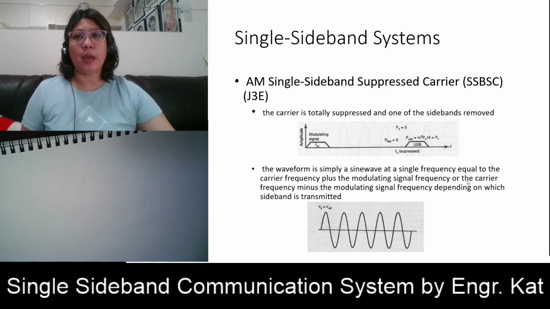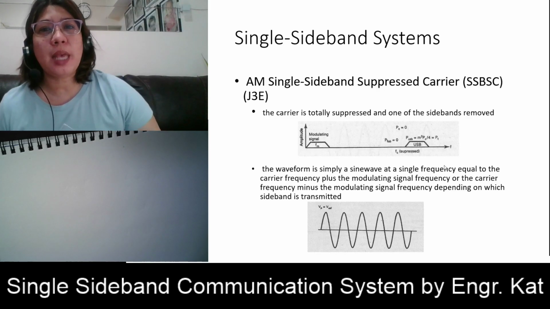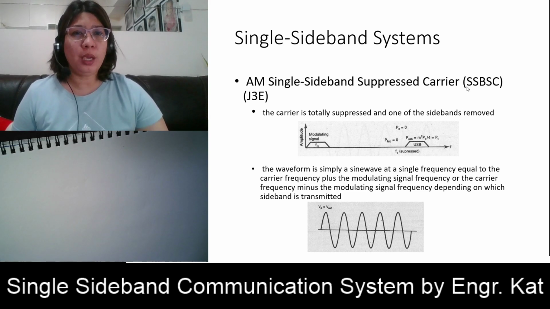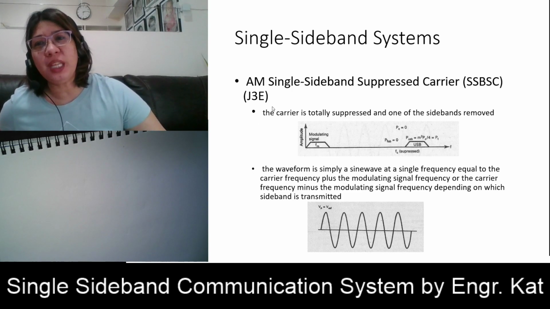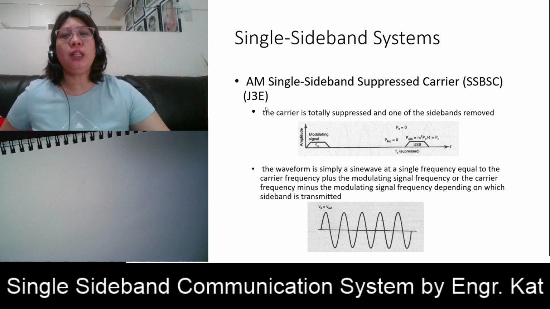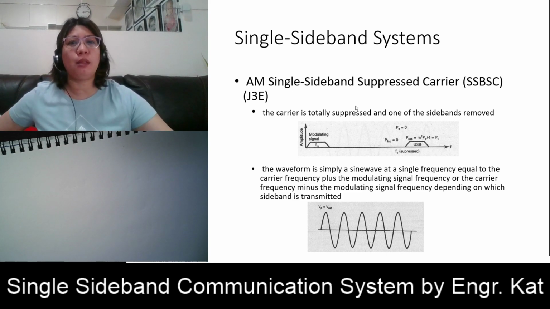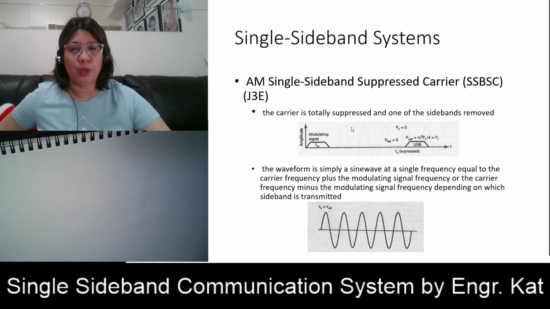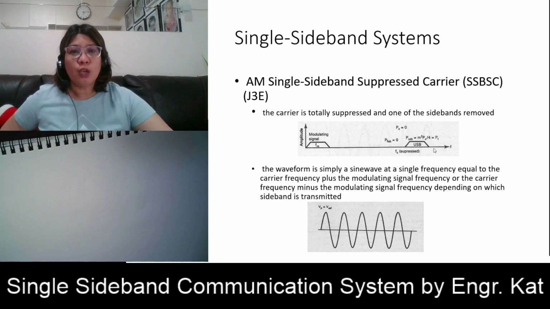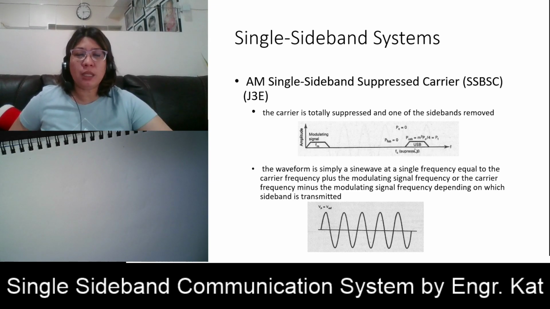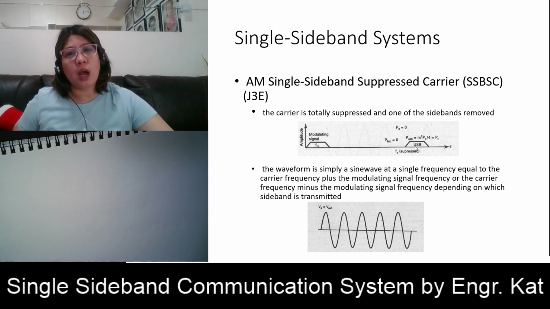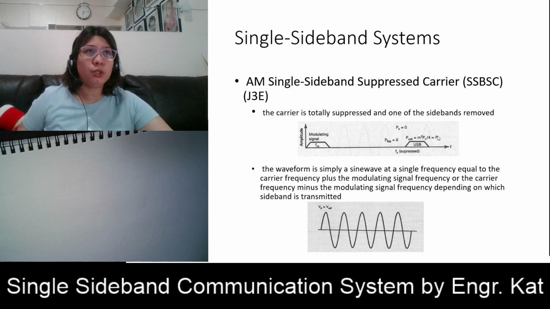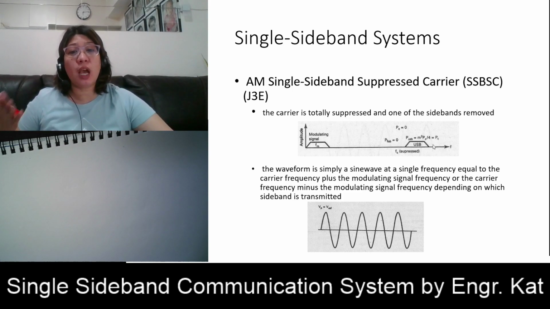Okay, so another type of AM is what we call the AM single sideband suppressed carrier. Okay, so this is SSBSC, or its radio emission is J3E. So every time you encounter J3E, it means you have a single sideband with suppressed carrier. Okay, so the carrier is totally suppressed and one of the sidebands is removed. So therefore, for this, the total transmitted power is just the power that is allocated to either your upper or your lower sideband. So in this illustration, it is just the upper sideband.